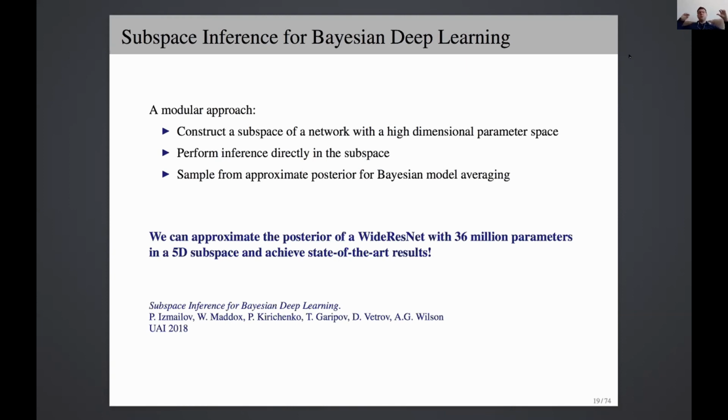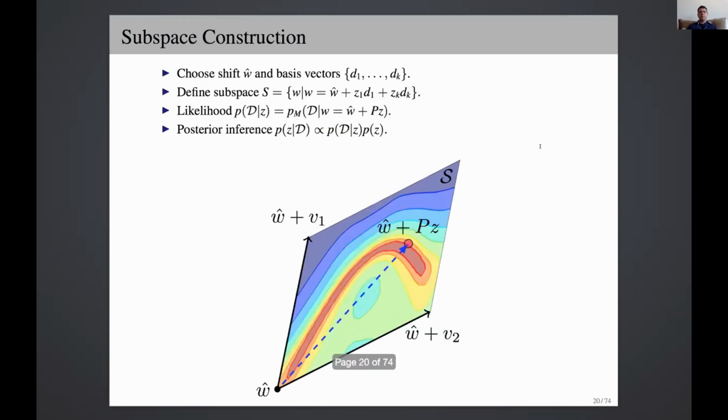If we're in a low dimensional subspace, we could often even just use very classical MCMC algorithms, which are quite good at exploring low dimensional parameter spaces. So we found, in fact, that we could approximate the posterior even of a wide residual net with 36 million parameters in a 5-dimensional subspace and achieve very good performance, much better performance than if we were just to do classical training.